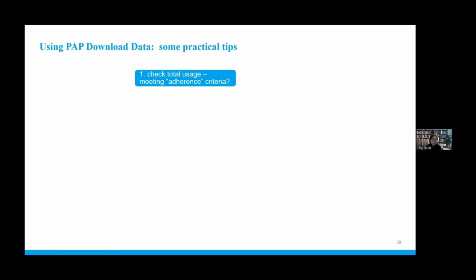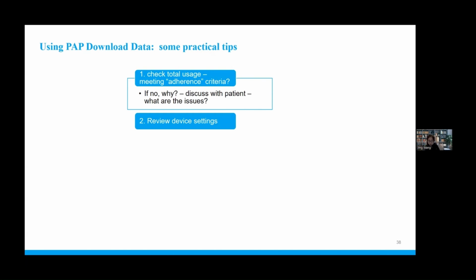And lastly, just some practical tips for the PAP download. Number one, when your patient comes back, you want to check the total usage. Are they meeting the specific adherence criteria that they need to? And if not, why? Discuss with them what the issues are, what's bothering them, and then try to address those independently. This is what I do in the office. And realizing that we don't necessarily have 3 hours to spend with each patient, you want to identify the patients with major issues, and identify whether these are issues that can be immediately intervened upon or that require patients to come back for further testing.